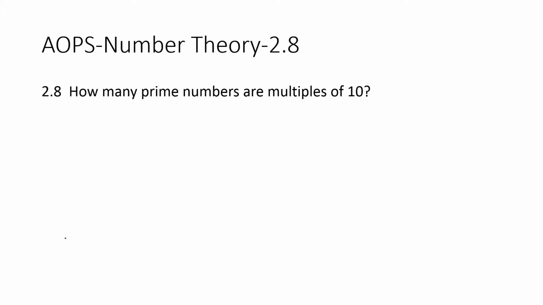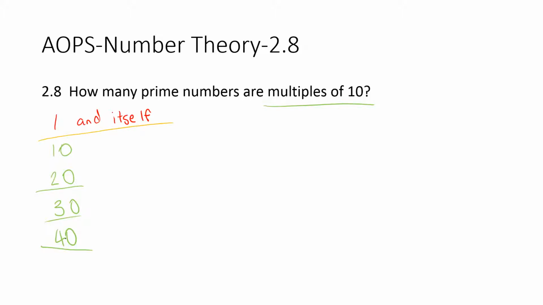Number theory 2.8. How many prime numbers are multiples of 10? So a prime number is a number that's only divisible by 1 and itself. So if we do the first few multiples of 10, so 10, 20, 30, 40, well, obviously 20, 30, and 40 wouldn't work because they're multiples of 10, so they're not only divisible by 1 and itself.